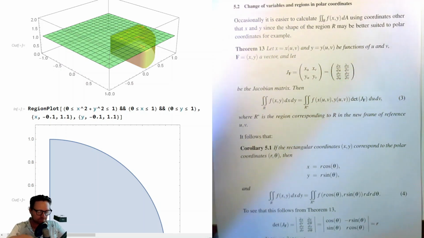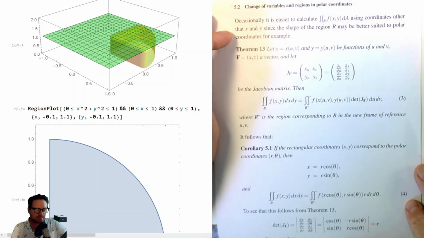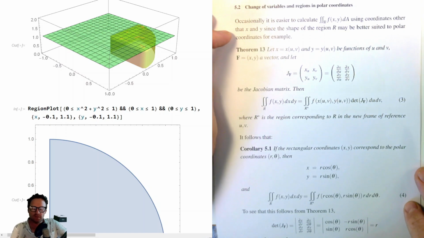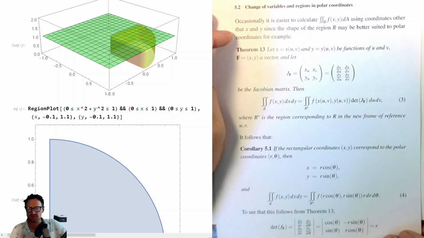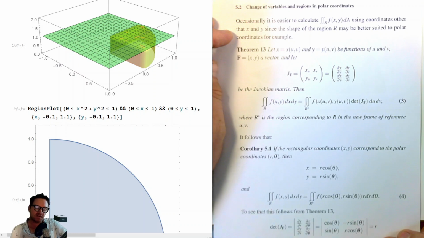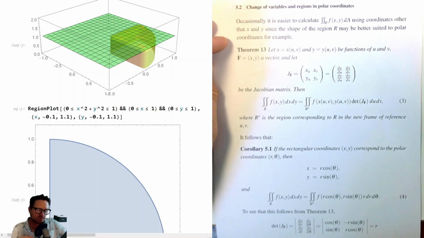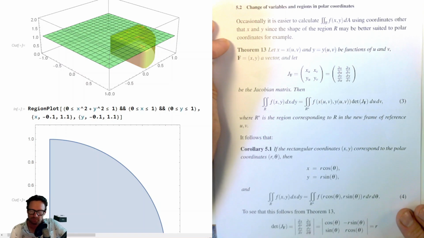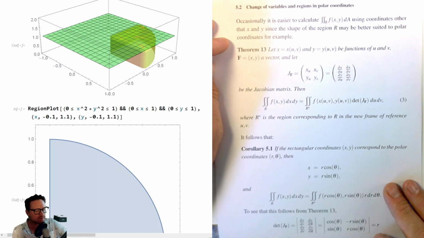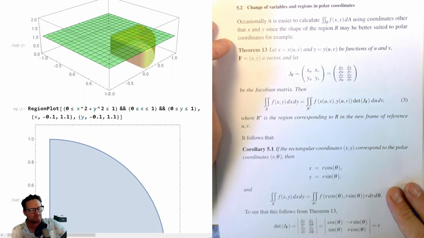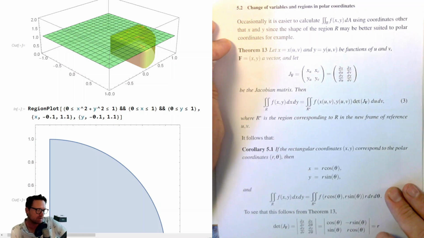Welcome! Now we're going to look at change of variables in calculating integrals, and in particular change to polar coordinates and possibly some other variable systems. Okay, and then we're going to look at triple integrals before we move on to flux.